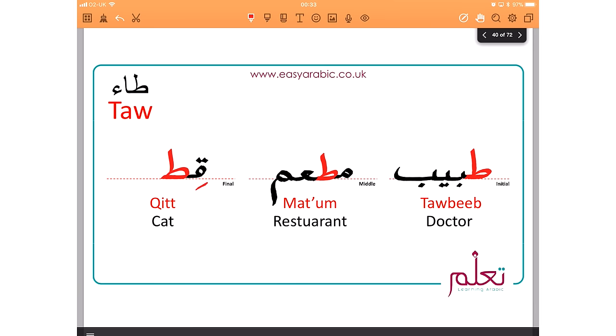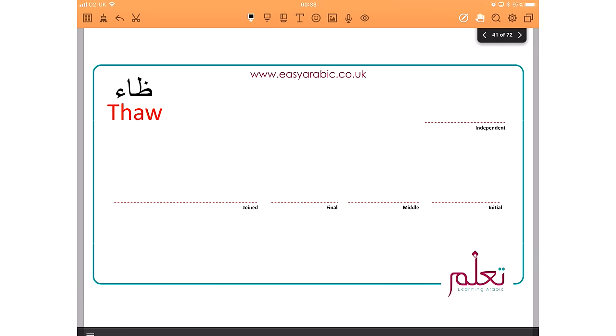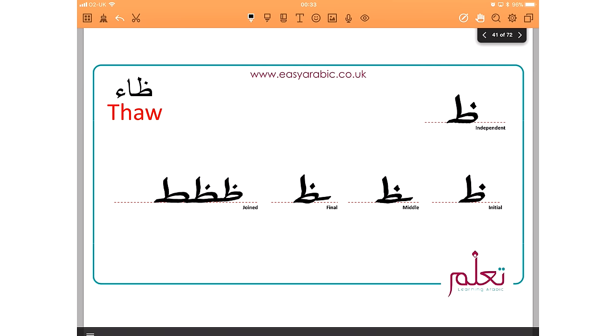Next one is the Da. So same as the ta, and it has the nukta. So initial Da, then something joins onto it, Da, and again final Da. So when we join it together, Da, and another one, Da, and another one, Da.